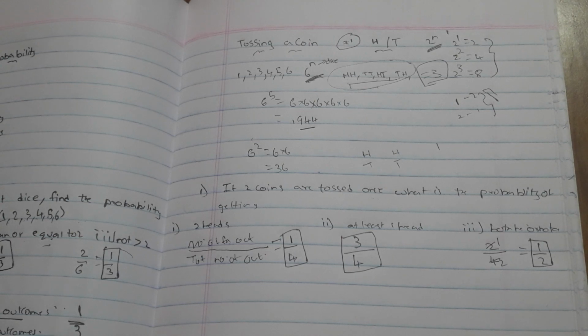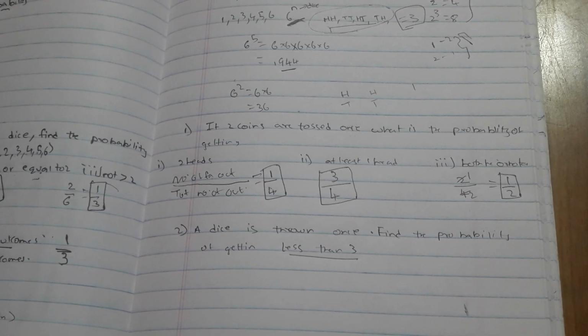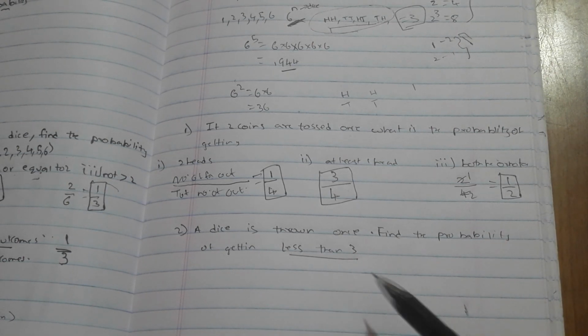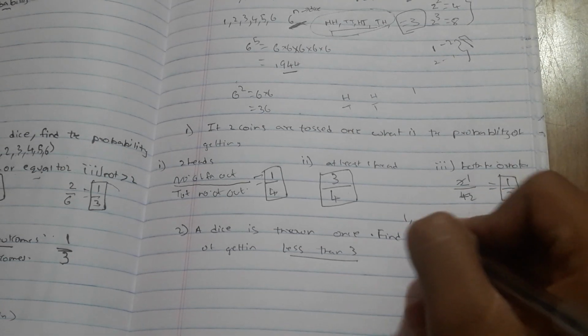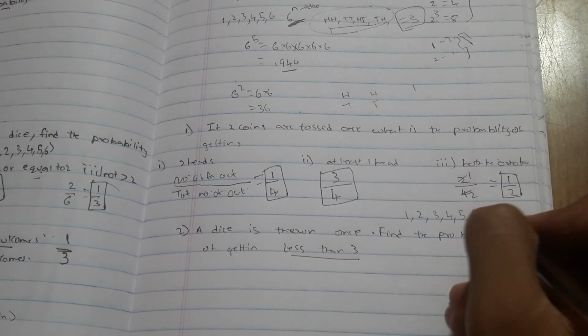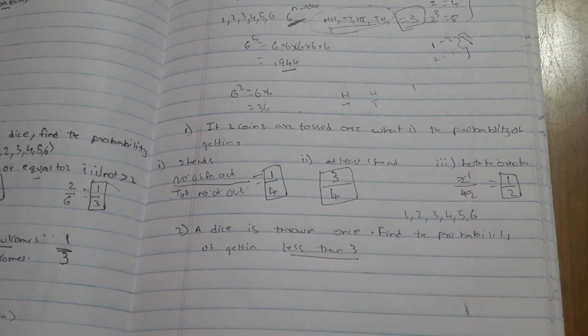Now moving to the dice question. Here is another question: a dice is thrown once. Find the probability of getting less than 3. If you throw a die, what are the possible outcomes? 1, 2, 3, 4, 5, 6. Any one of these 6 has a chance of coming up, only one at a time.